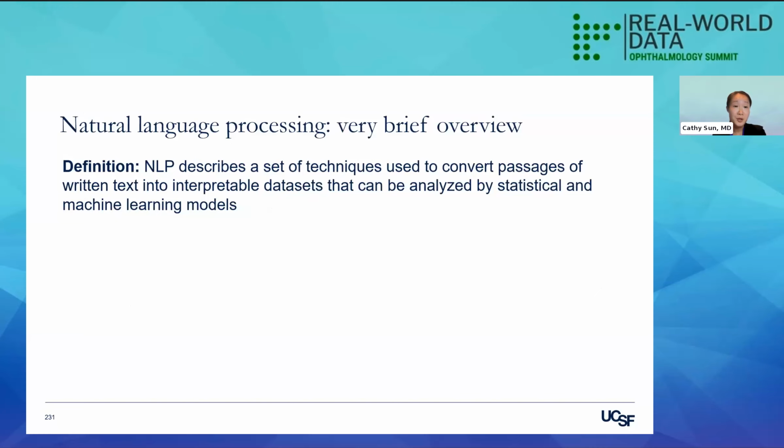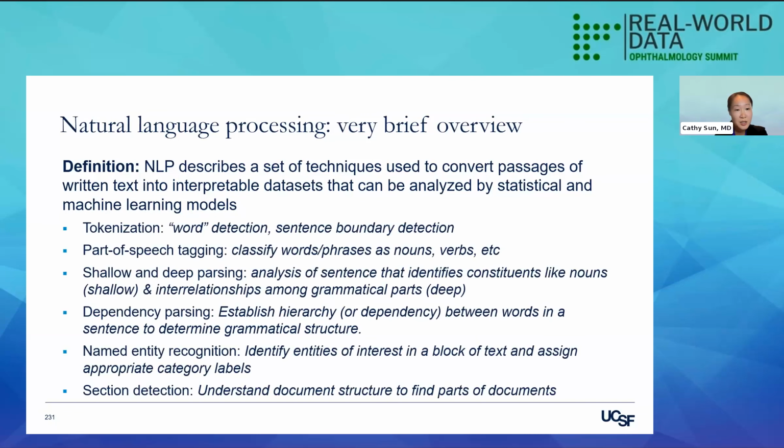I'm going to briefly go over natural language processing, which describes a set of techniques used to convert passages of text into interpretable data sets that can be analyzed by statistical or machine learning models. And so these are a few different techniques that can be used. In my own research, we used open source software that does part of speech tagging, which classifies words and phrases as nouns, verbs, adjectives, etc.